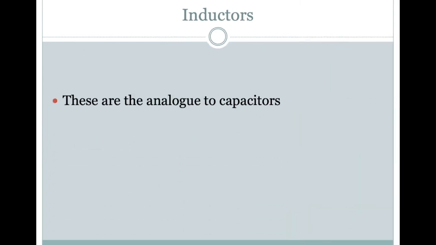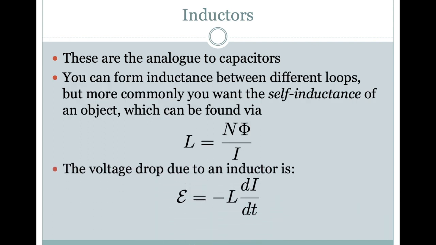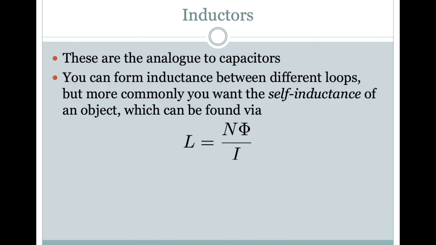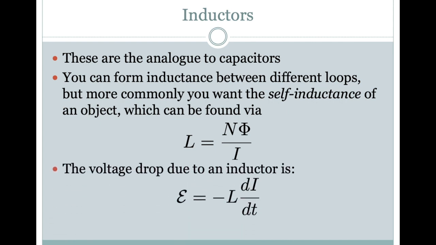The next topic I want to talk about is inductors. These are the analog to capacitors. You can form an inductance between different loops in the same way we found capacitance between different conductors. But more commonly, you want to deal with the self-inductance of an object, which can be found by dividing out the current from the flux times the number of loops that are present. This is important when we deal with circuits next week because the voltage drop due to an inductor is minus the self-inductance times the change in the current.